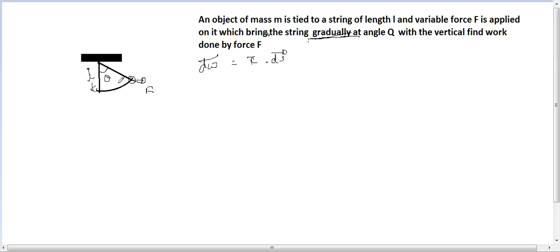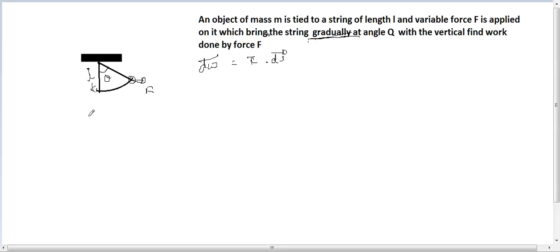Listen, this is going to be a lengthy question, because we are going to learn so many concepts with the help of this question. First, let's draw the free body diagram.